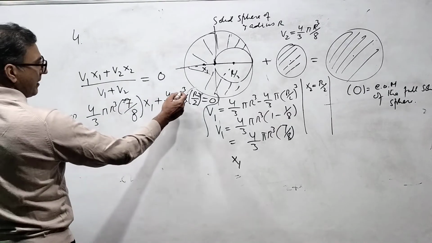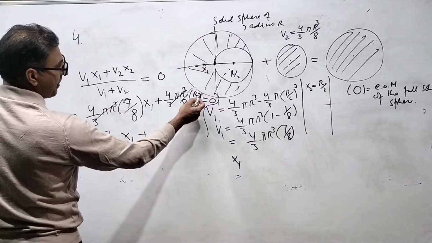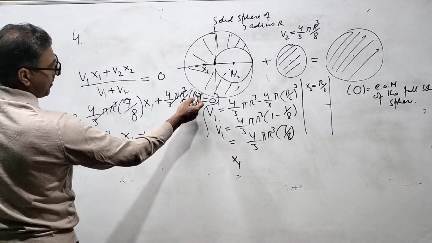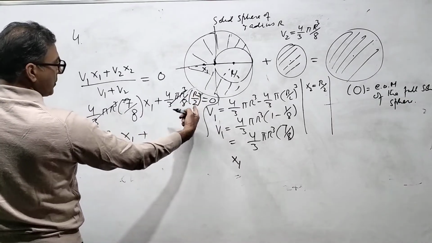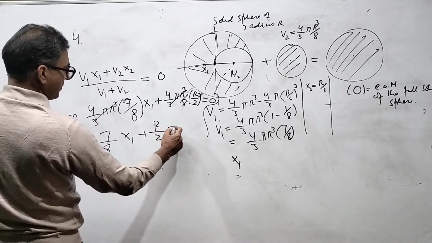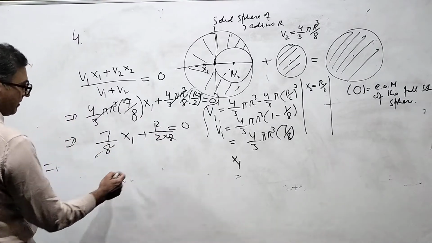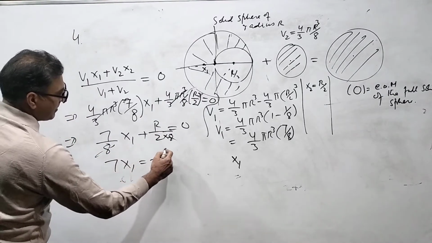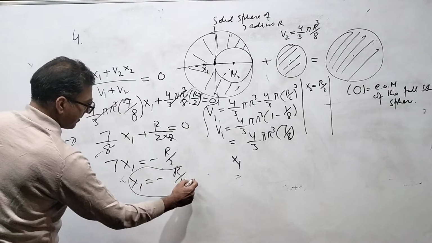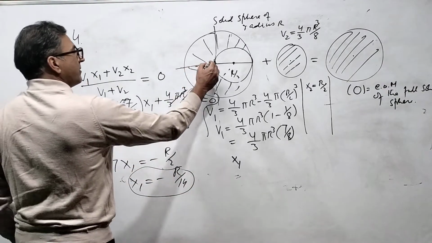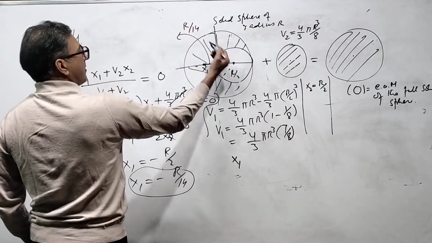So this will cancel. It is 7/8 x1 plus r/2 times 1/8 is equal to 0. The 8 gets cancelled. So what is 7x1? That is minus r/2. What is x1? That is minus r/14. Here the center of mass of the solid part only is r/14 on the negative side.